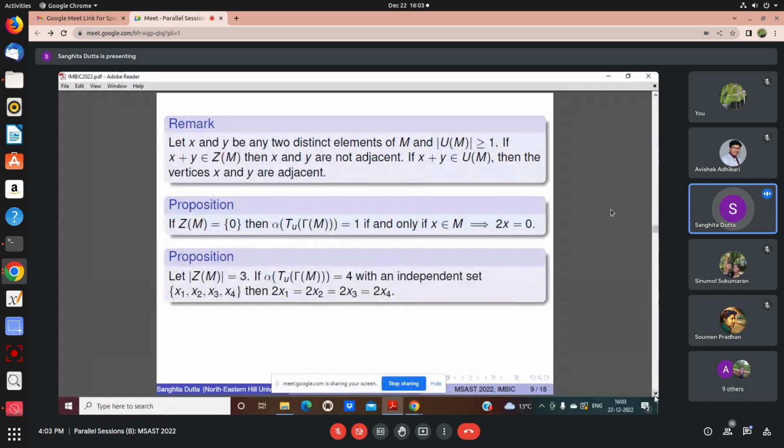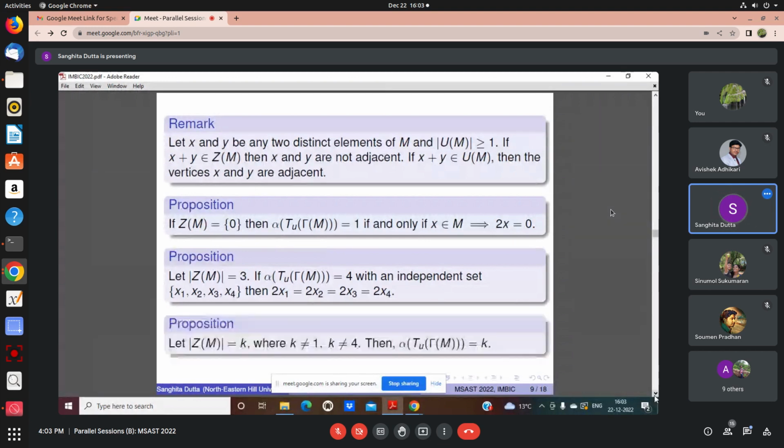And the cardinality of Zm: suppose the cardinality of Zm equals 3, then the independence number is 4. If the independence number is 4, with an independent set x1, x2, x3, x4, then 2x1 equals 2x2 equals 2x3 equals 2x4. If the cardinality of Zm equals k, where k is not equal to 1 or 4, then the independence number of this graph is k.